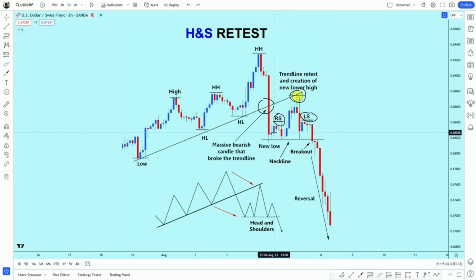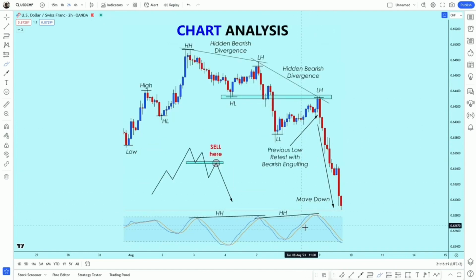Price then broke this neckline, or we can say a new lower low, and then continued to go down with this massive bearish move. So this time we had a chart pattern formation after a breakout, and that pattern also retested our trend line. You can also add some indicators. In this example I used stochastic RSI.